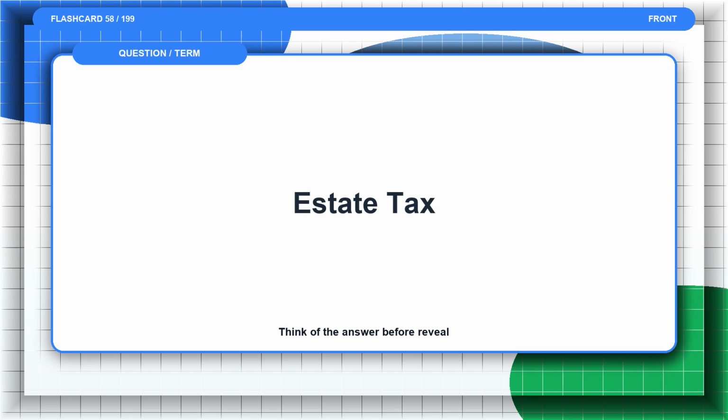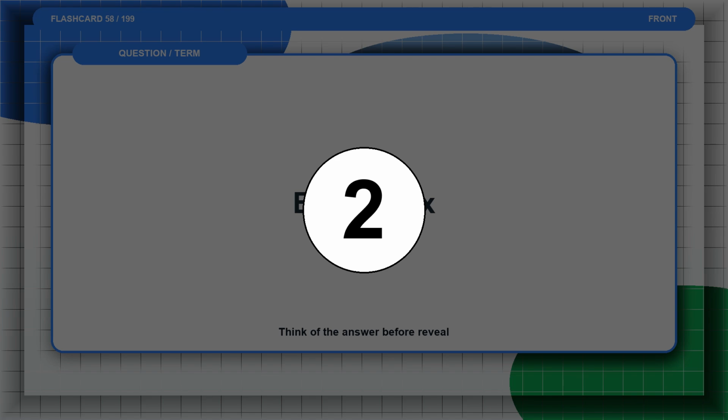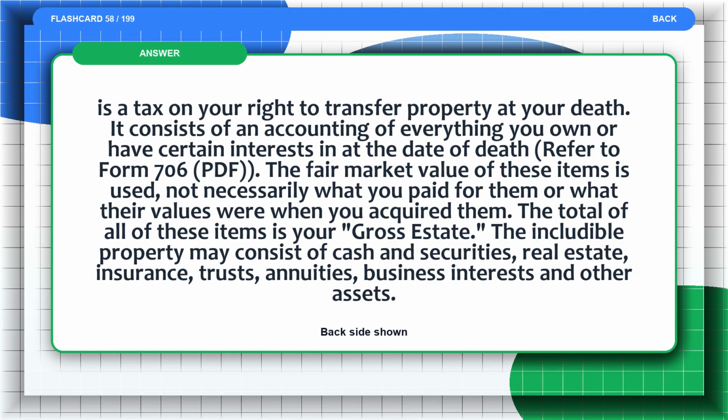Flashcard 58. Estate tax. Pause and think of the answer before the reveal. The answer is a tax on your right to transfer property at your death. It consists of an accounting of everything you own or have certain interests in at the date of death, referred to Form 706 PDF. The fair market value of these items is used, not necessarily what you paid for them or what their values were when you acquired them.